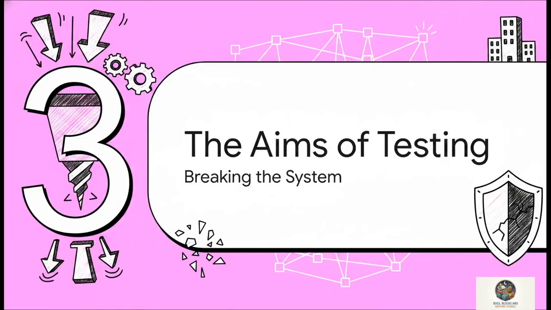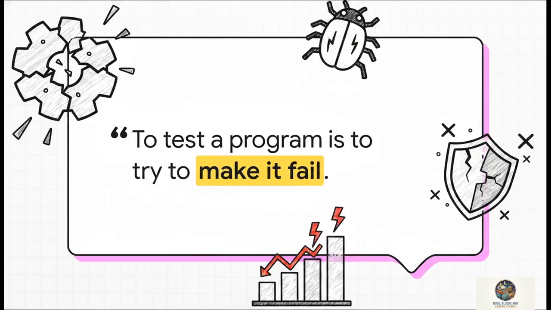All right, Section 3, the aims of testing. Now that we know what we're looking for, why do we put software through the ringer? We're zooming out from code-level fixes to the massive organizational impact this has. I absolutely love this quote from our source material. To test a program is to try to make it fail. It's charmingly simple but profoundly true.